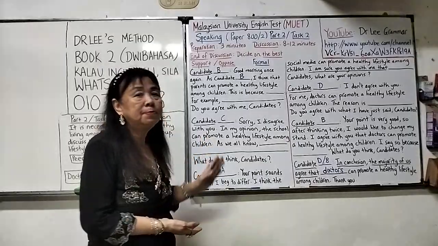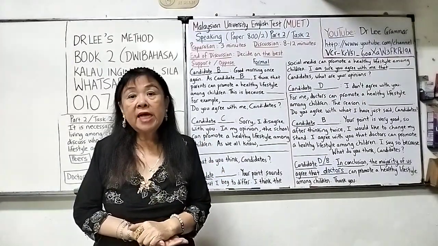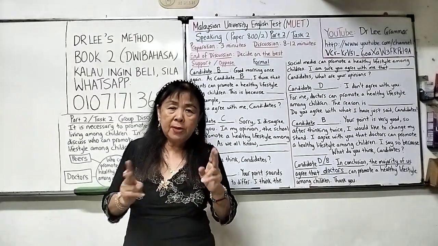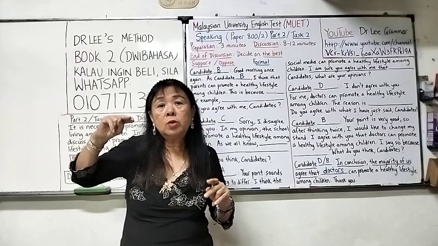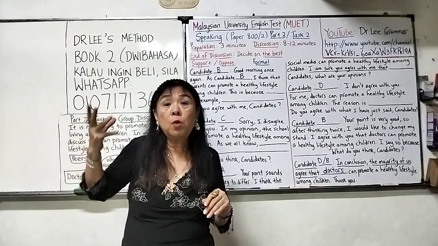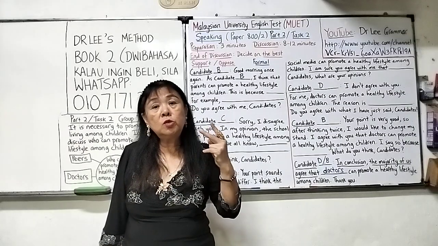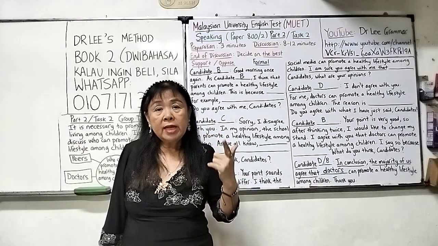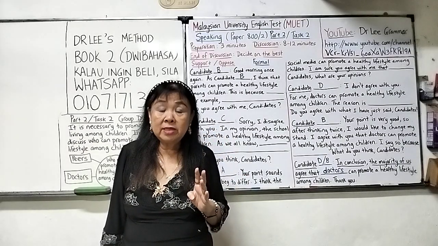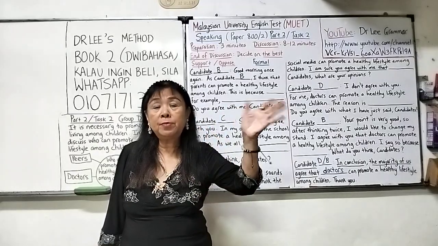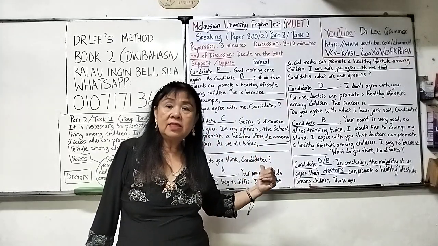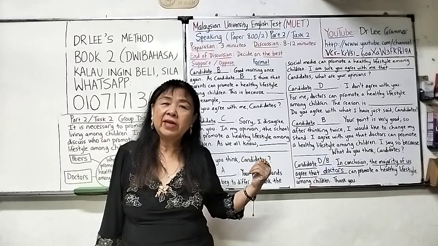So I'm now at this part, speaking, Task 2. As you know, for students who are taking MUET, you have to sit for the speaking paper. The speaking paper has two tasks, Task 1 and Task 2. Task 1 is the individual presentation, which I have already uploaded in my videos. And this is the second task and the final one.